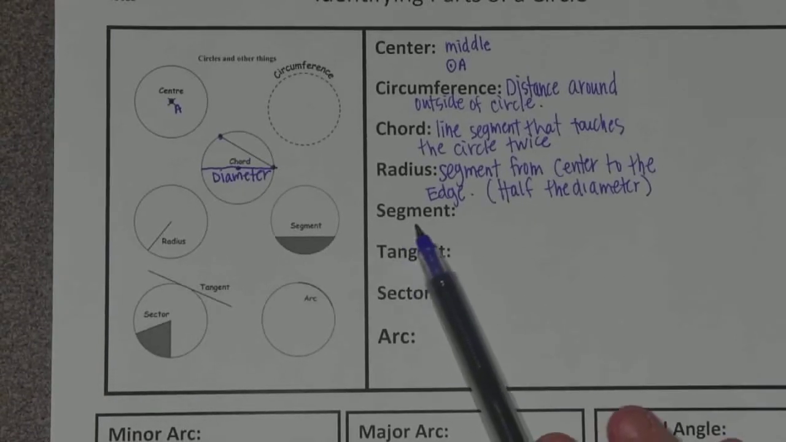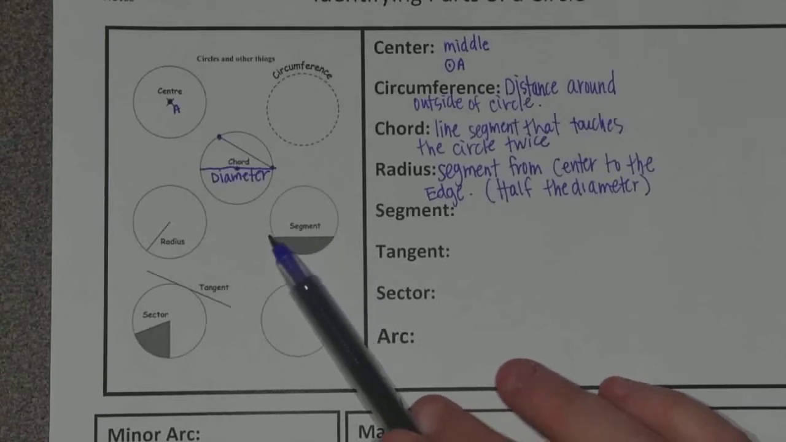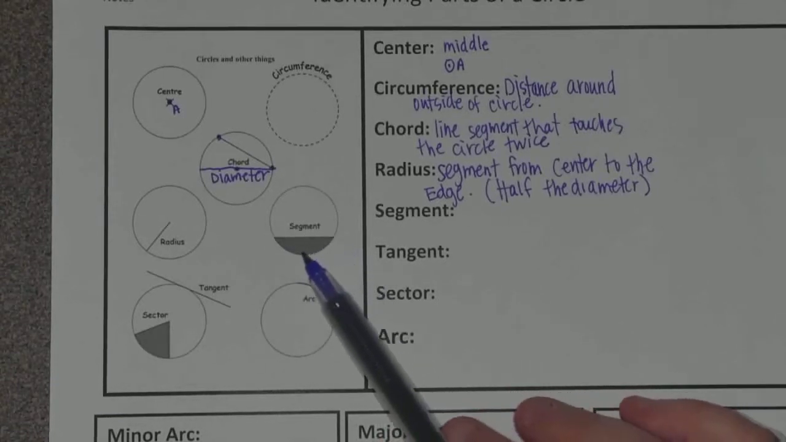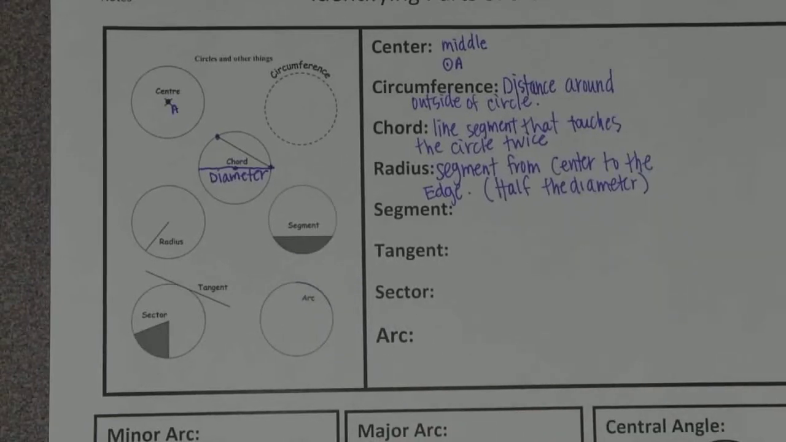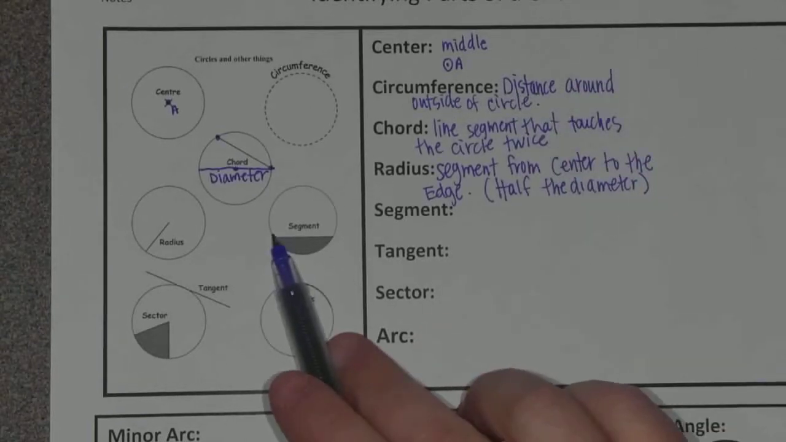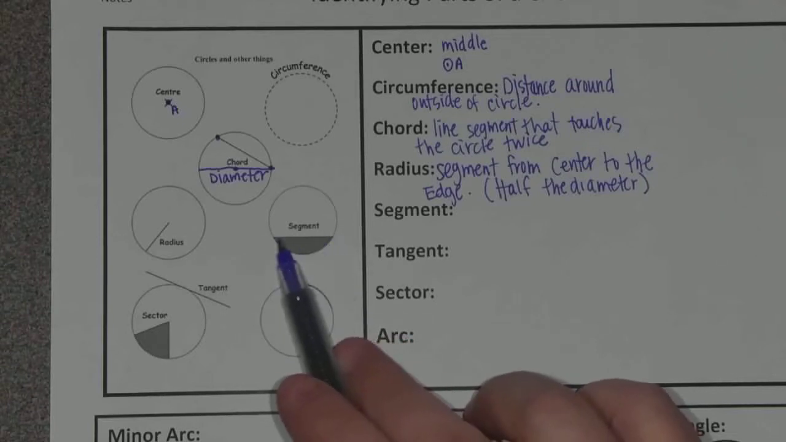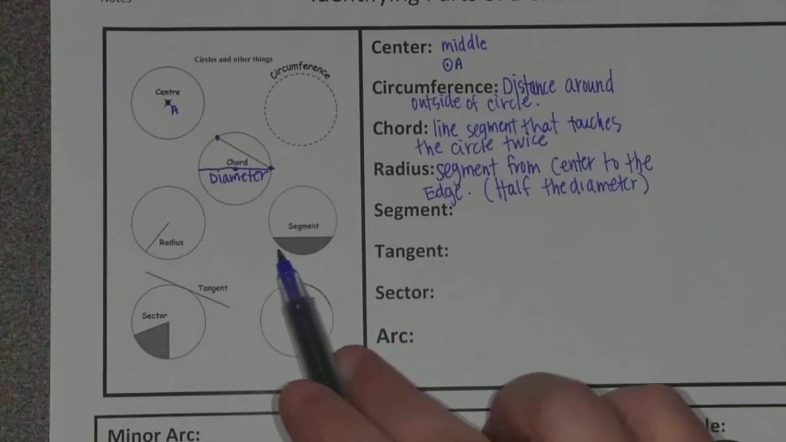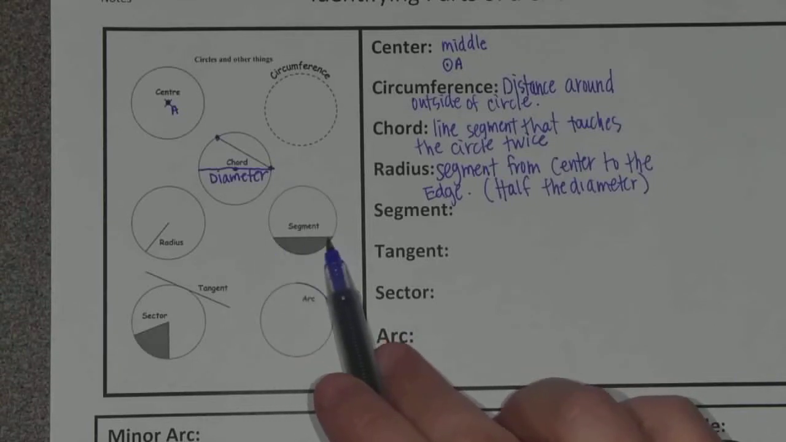All right. The next one, looking at this picture right here, what do you think a segment is? Isn't that like, I don't know, with the chord filled in? Okay, I love that. I love that you said the chord filled in. So if you have a chord in your circle and you grab the piece of the circle that's formed by the chord, this would be called a segment.